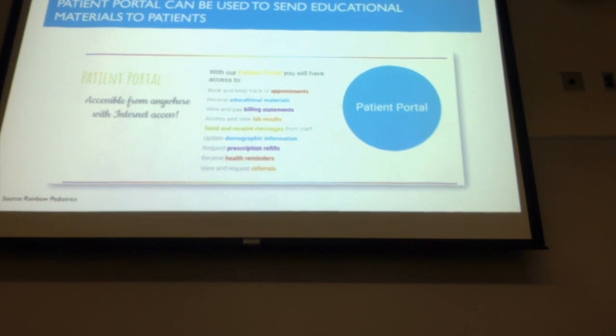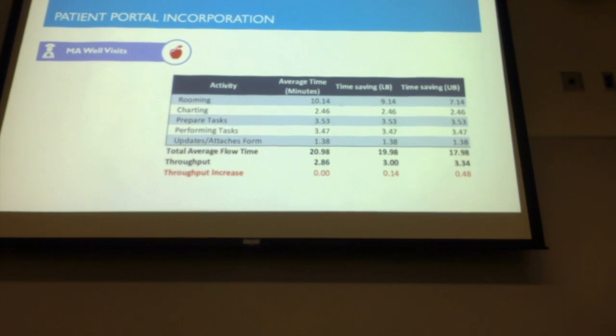And another example of the patient portal being used is at Rainbow Pediatrics. Vic mentioned this as one of the clinics that has high quality care. And so they use the patient portal for a wide variety of things. What we are focusing on is updating demographic information. You can send health reminders to people, send educational materials if that has to do with nutrition and physical activity counseling, and that would be a way to fulfill that quality metric as well. And that can all be done outside of the office, so it saves time in the visit.